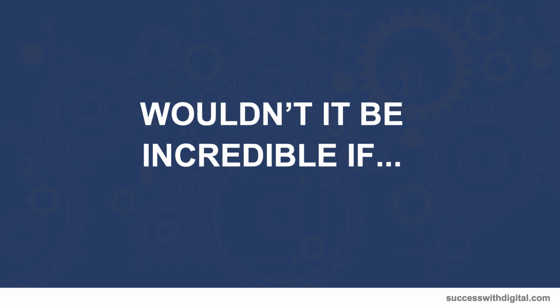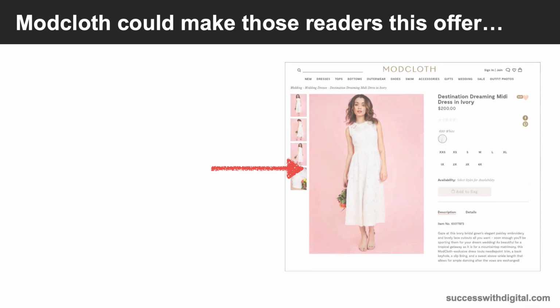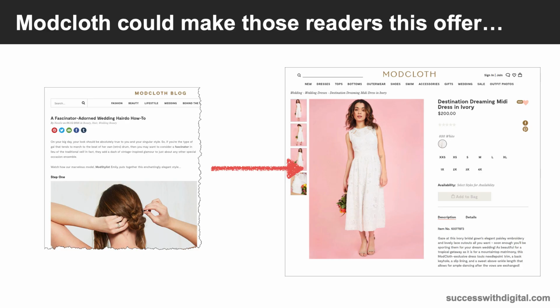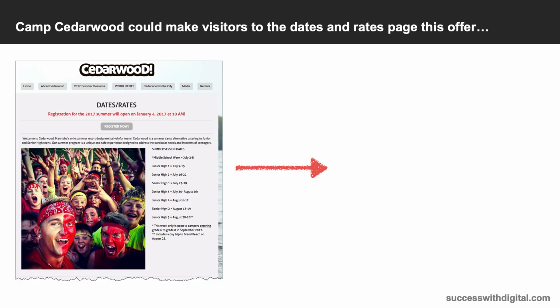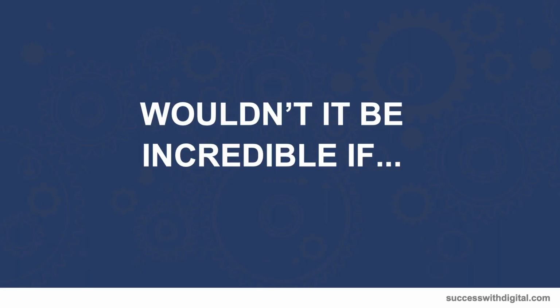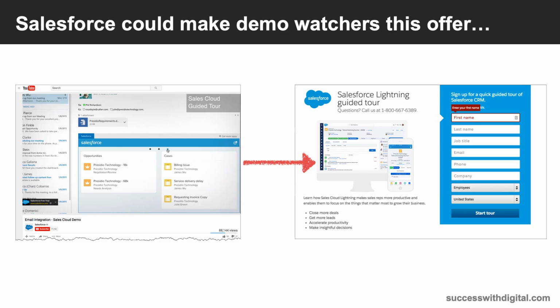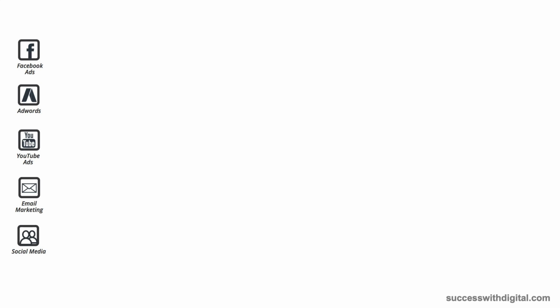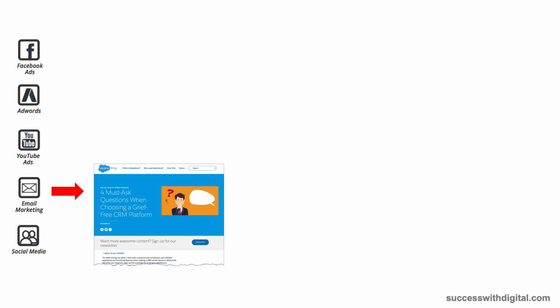So wouldn't it be incredible if ModCloth could make those readers this offer, the Destination Dreamy midi dress in ivory? Wouldn't it be incredible if the Cedarwood dates would then click to a register now button? Or wouldn't it be incredible if Salesforce had the videos and then at the end you could sign up for a quick guided tour?